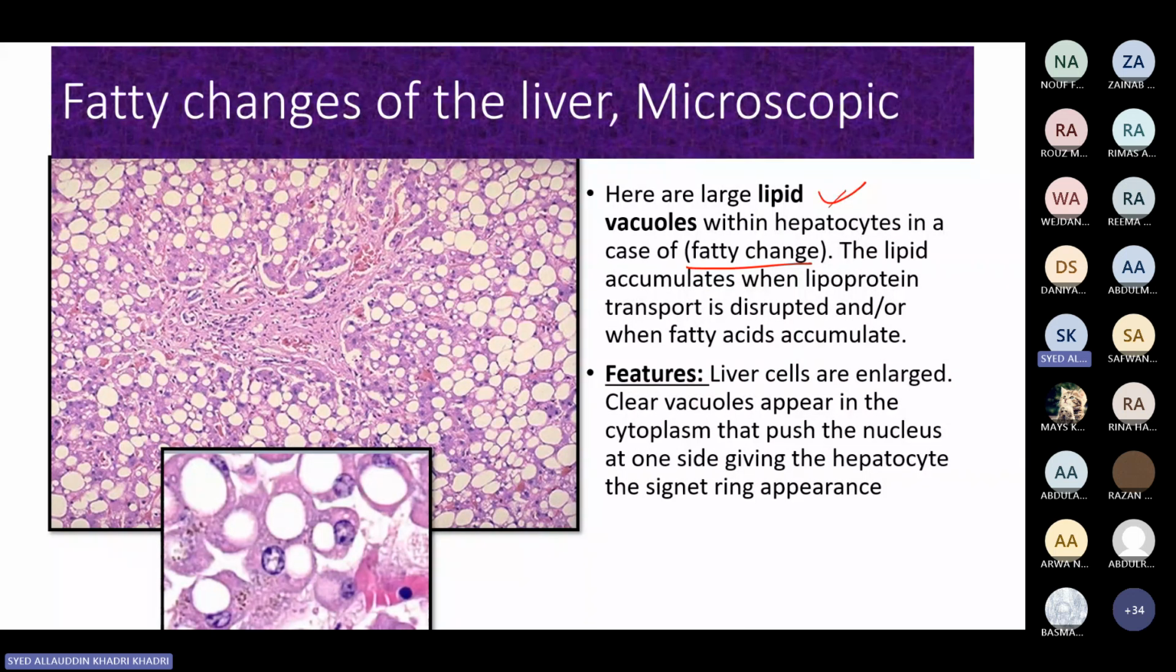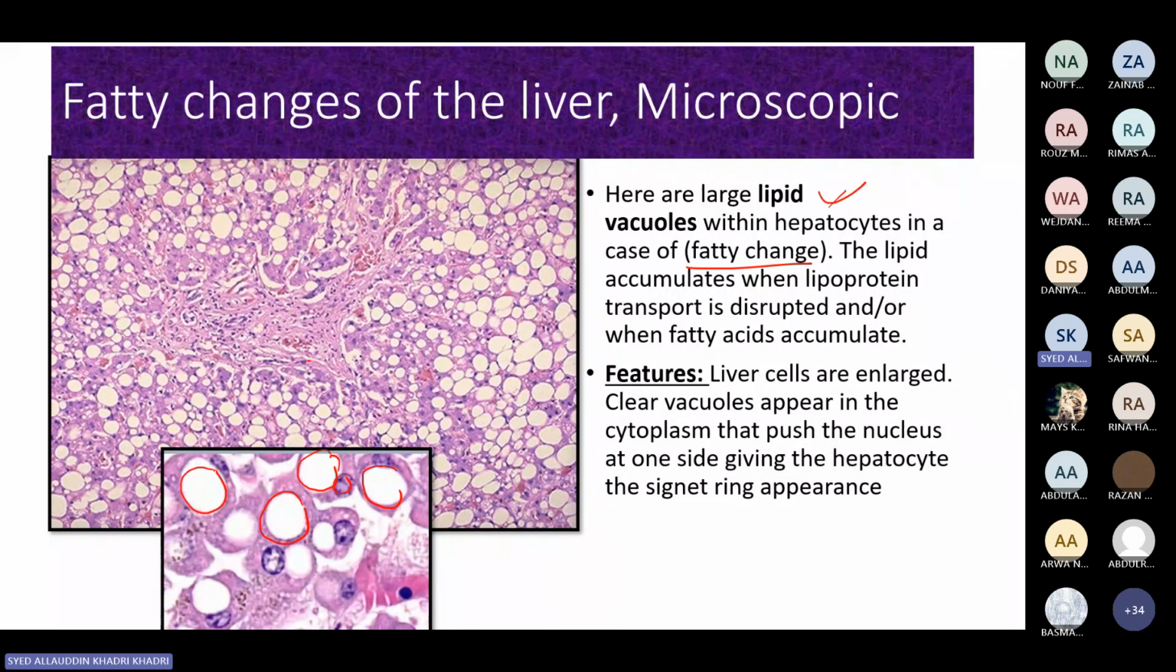The lipid accumulates when the lipoprotein transport becomes deranged, totally disrupted, and at the same time, the fatty acids accumulate. All these things you can see over here, these looking like a ring, the ring-shaped appearance. These are the lipid vacuoles which are accumulating in the hepatocytes, so liver cells are becoming enlarged. Basically, you can see these are called clear vacuoles.